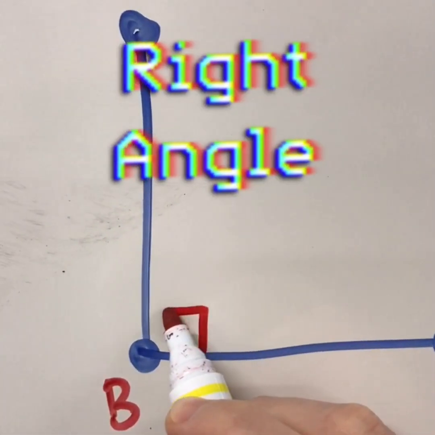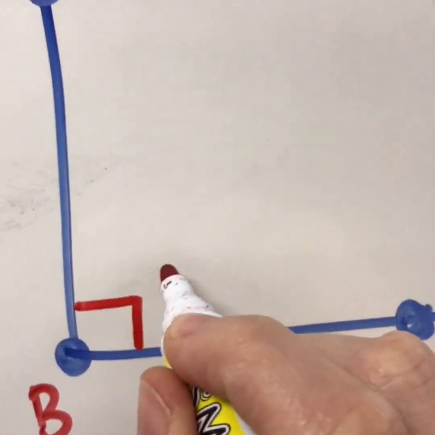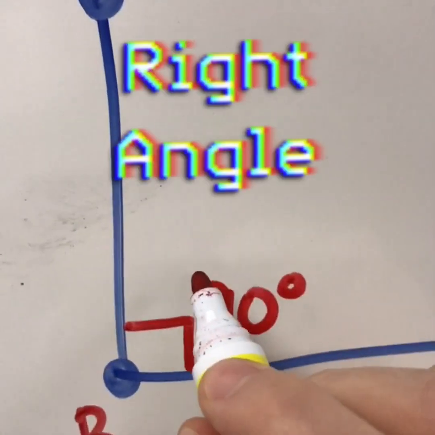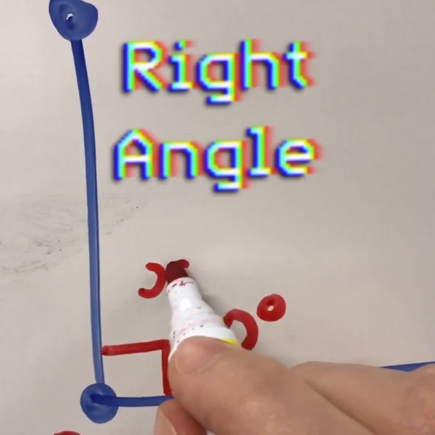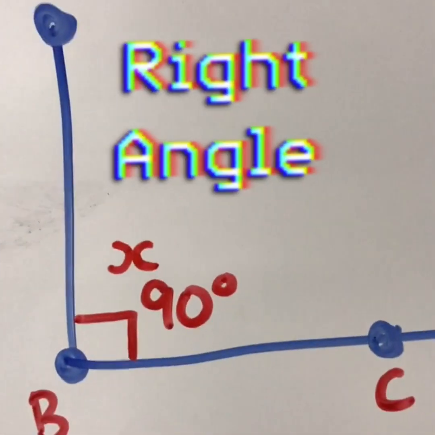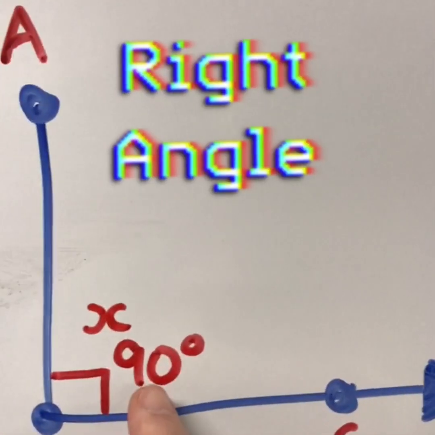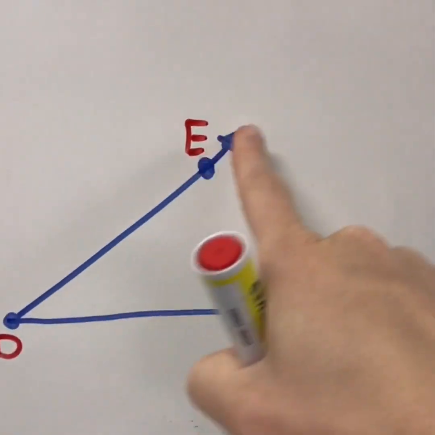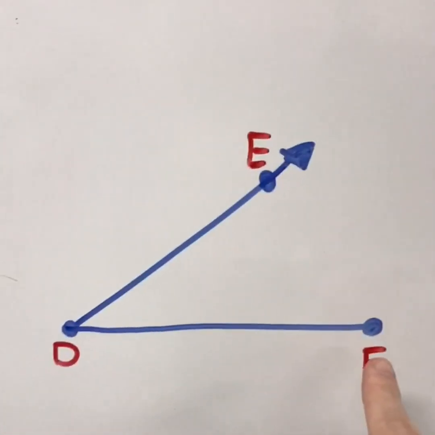This one I'll do with a little square because I can tell that this is a 90-degree angle. We label angles with a lowercase letter. We'll call this guy angle X. And angle X is 90 degrees. He's a right angle.